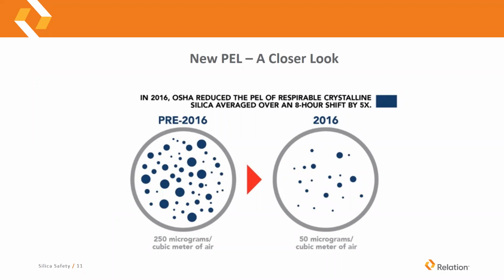So this is taking a little bit of a closer look. The pre-2016 chart is on the left, and the new PELs on the right. When we're talking about micrograms per cubic meter of air, it's very hard to visualize that. So this kind of shows you the difference in the PELs from pre-2016 and what we're dealing with now.